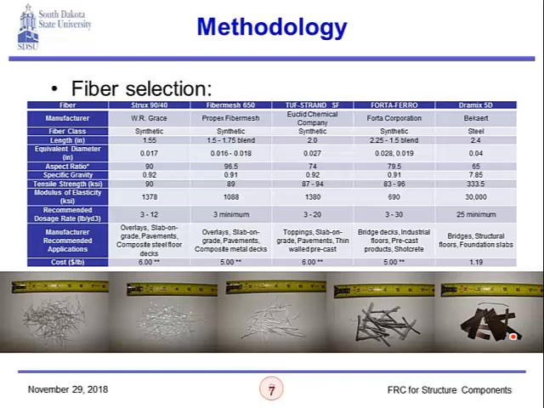And this table shows basically all the properties for each of these fibers that we used. One thing to note is the fact that the tensile strength of steel fibers is much higher than the tensile strength of the other synthetic fibers, most of which are around 90 KSI.